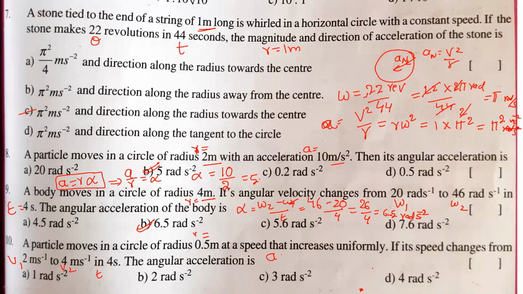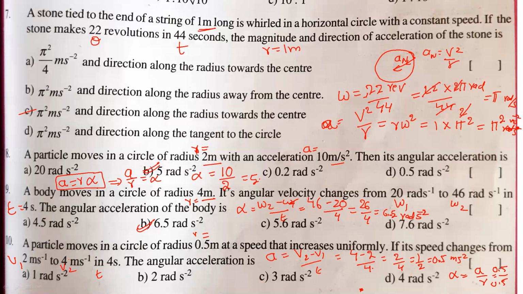So linear acceleration is nothing but final velocity v2 minus v1, or v minus u, divided by time taken. Here v2 is given as 4, v1 is 2 and time is given as 4 seconds. So 4 minus 2 is 2, divided by 4 gives you 1 by 2, or 0.5 meter per second square. This is linear acceleration, but they asked you to find angular acceleration. So angular acceleration alpha is equal to a by r, linear acceleration by the radius of the circle. The linear acceleration you got as 0.5, divided by the radius of the circle, given as 0.5. So 0.5 by 0.5 gives you 1.